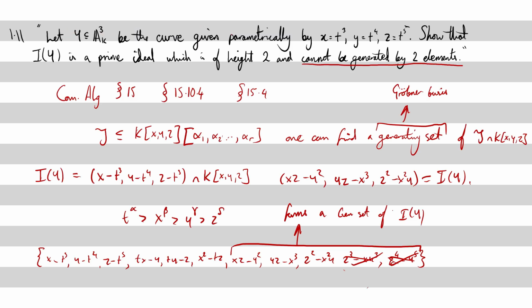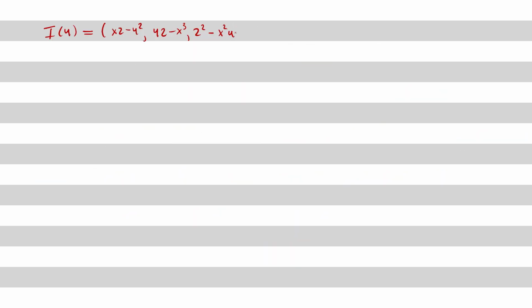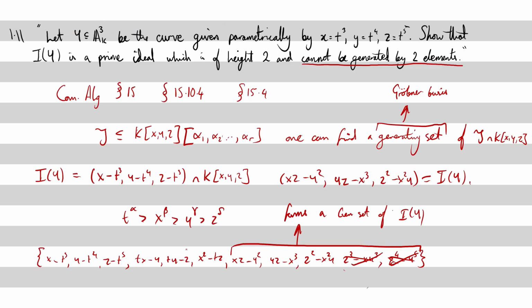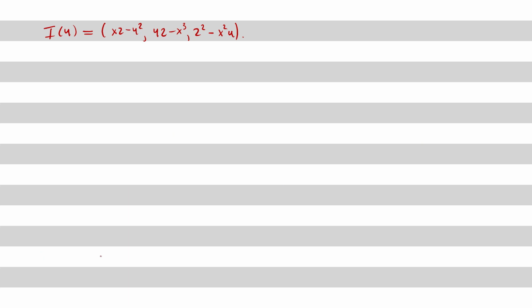But I of y is equal to xz minus y squared, yz minus x cubed, z squared minus x squared y. Oh, and feel free to pause when I gave the linear relations on this and this. The relations on those two. You can check my work to see if it's correct. But I have done that maybe triply over.